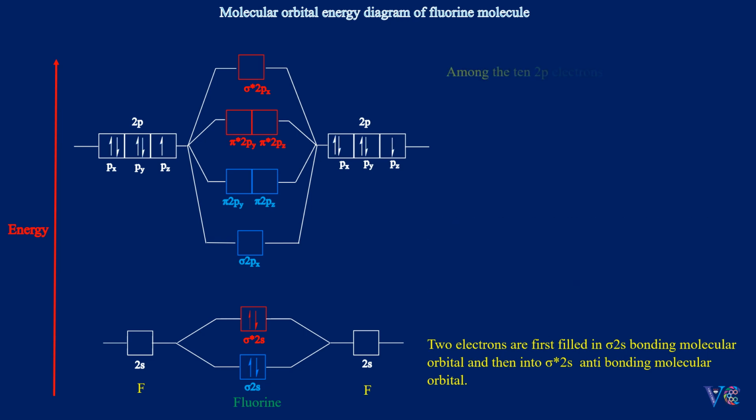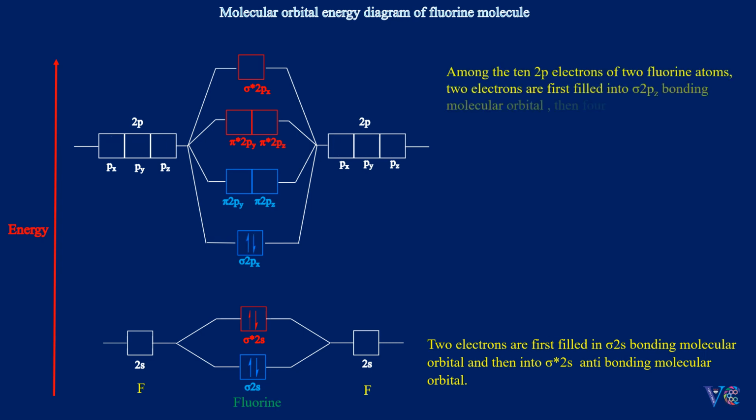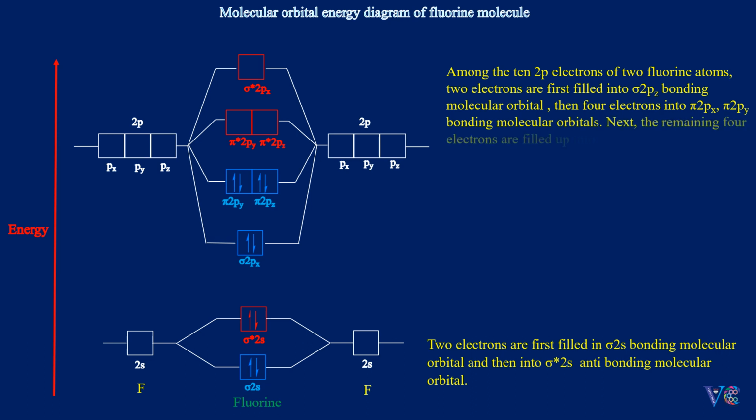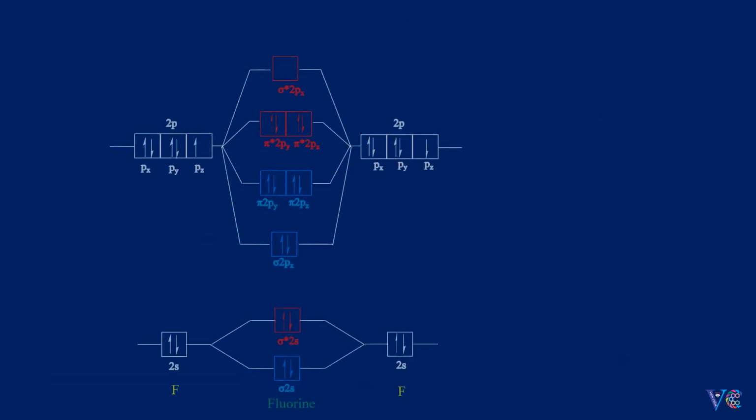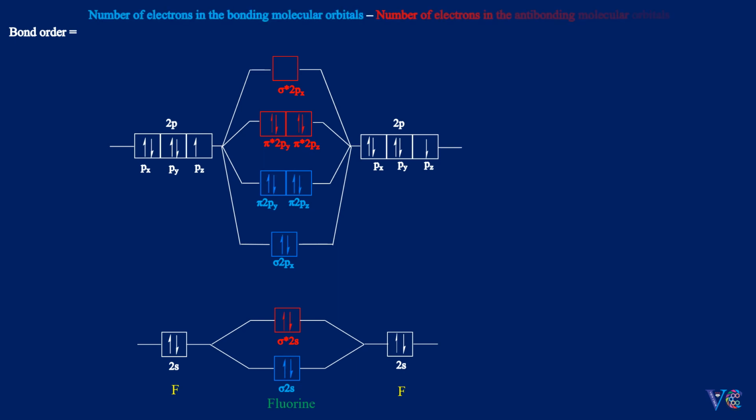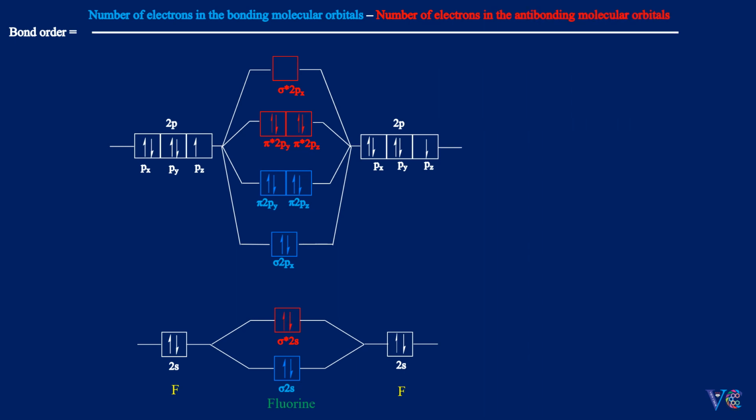Among the 10 2p electrons of two fluorine atoms, 2 electrons are first filled into sigma 2px bonding molecular orbital, then 4 electrons into pi 2py and pi 2pz bonding molecular orbitals. Next, the remaining 4 electrons are filled up into pi star 2py and pi star 2pz antibonding molecular orbitals. Bond order is equal to number of electrons in the bonding molecular orbitals minus number of electrons in the antibonding molecular orbitals, divided by 2. Thus, there will be a single bond between two fluorine atoms in the fluorine molecule.